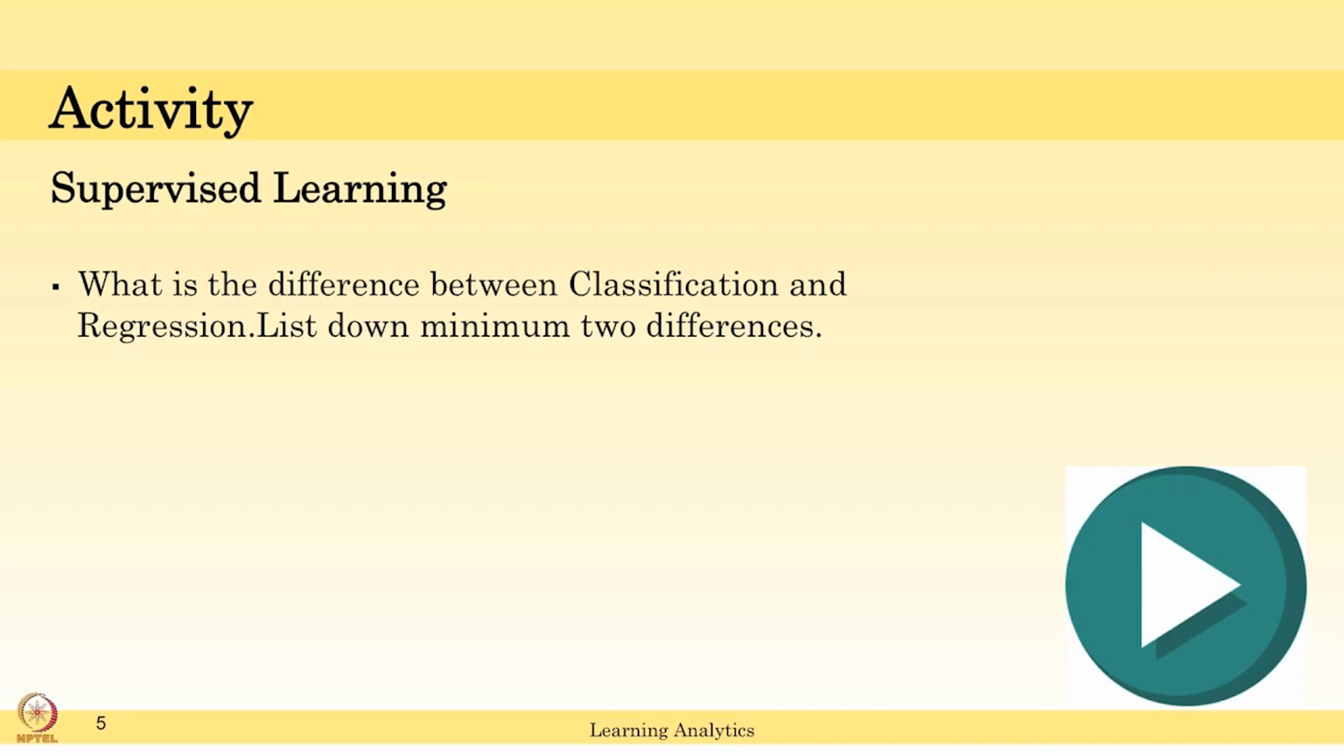So, you have seen just the introduction of classification and regression. We will talk about these classification and regression algorithms in detail, but given the introduction, can you list down a minimum of 2 differences? After listing them down, resume the video to continue.